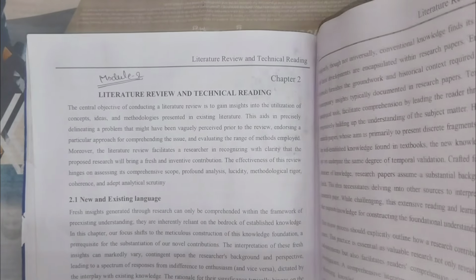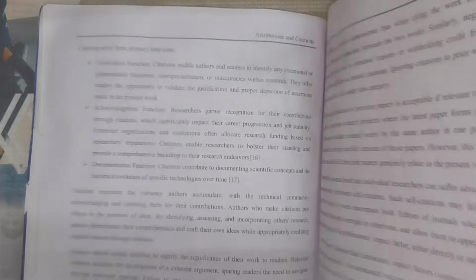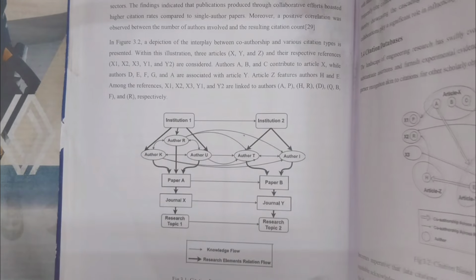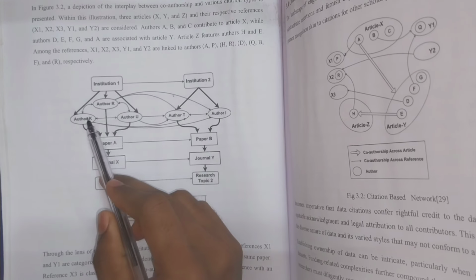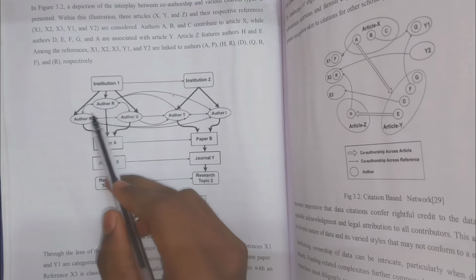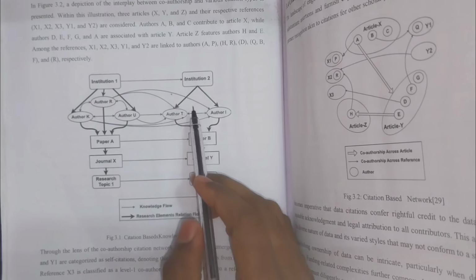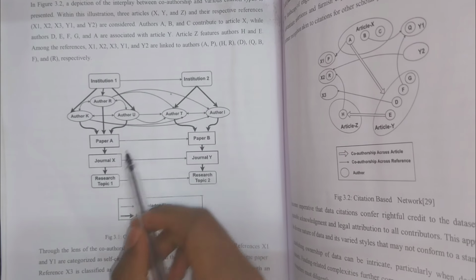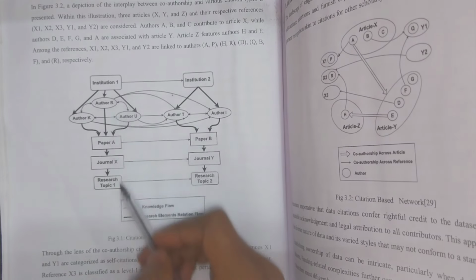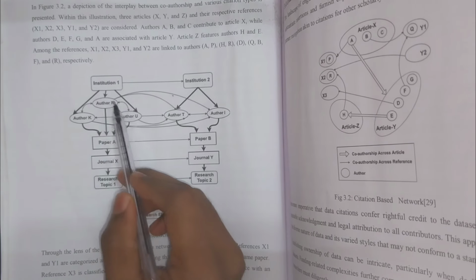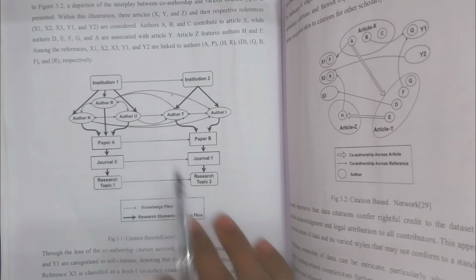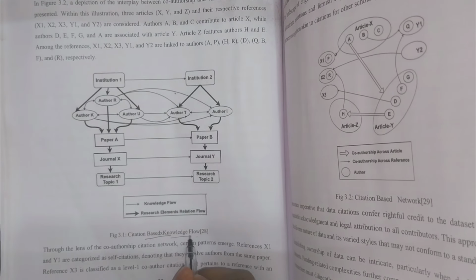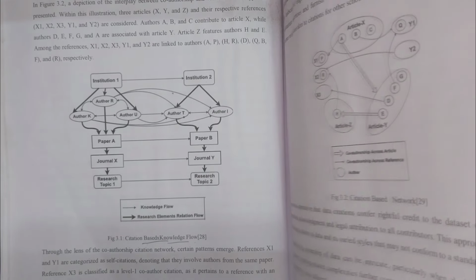In the second module, guys, only 2 diagrams are there. See, the citation based knowledge flow is also very simple. 2 institutions are there, institution 1 and institution 2. Author K and others are just randomly named authors, 3 authors from institution 1, and 2 author names from institution 2, with paper A, journal X, and research topic flow. Each author is connected to the other authors, like author R is connected with author T, author U, author K, like that. Just look over this diagram, guys.